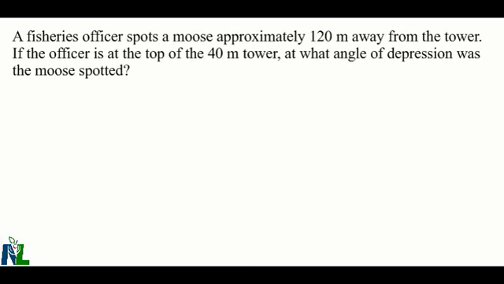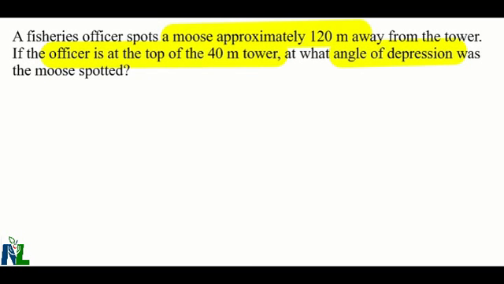Okay, with the problem read, we realize that there are some important pieces of information in the word problem that we need to help us draw the diagram. The first piece talks about the moose being 120 meters away from the tower. The next important piece of information talks about the officer being at the top of a 40-meter tower, and the question is asking for the angle of depression. So all those pieces of information are important.